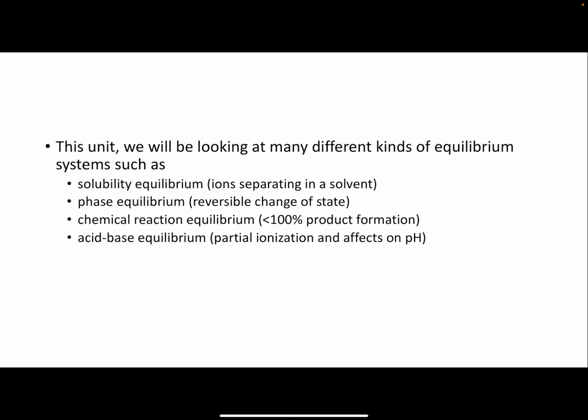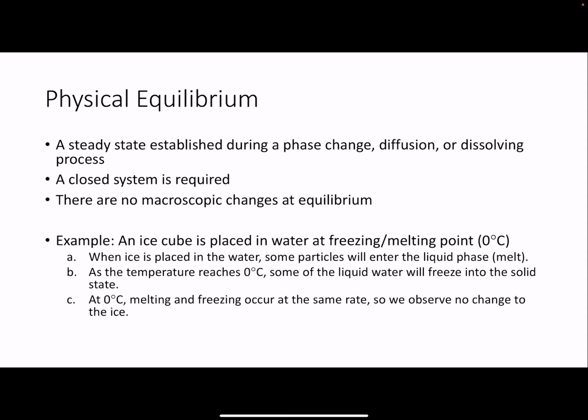So what we're going to look at chemically for this is a couple of different processes. We'll look at solubility, phase changes, reactions, and acid and base. This will occur throughout the entire unit, so we won't see all of these today, but it's an overview. To start with, physical equilibrium. This is really what your phase changes are, and there are some examples there.